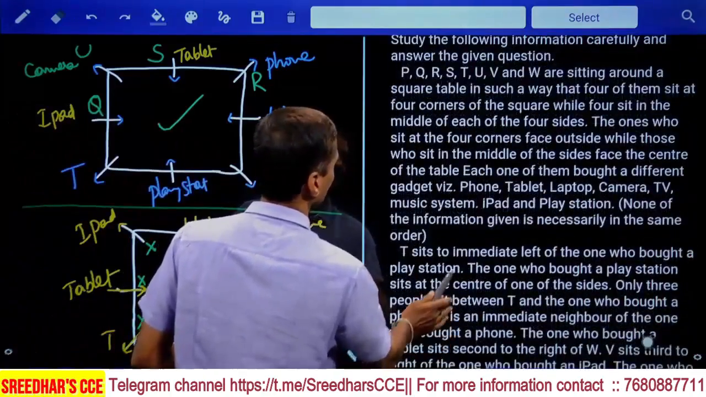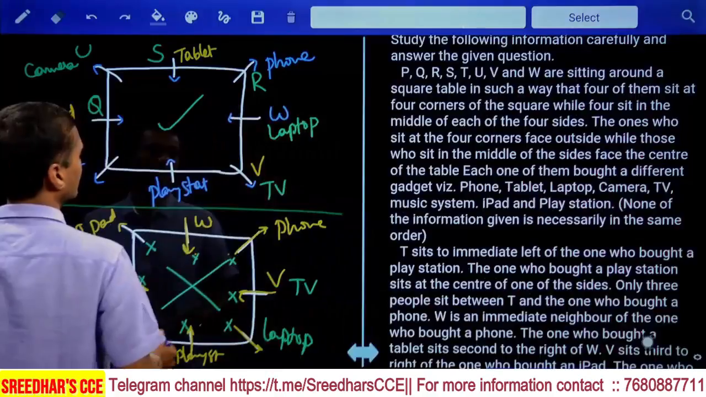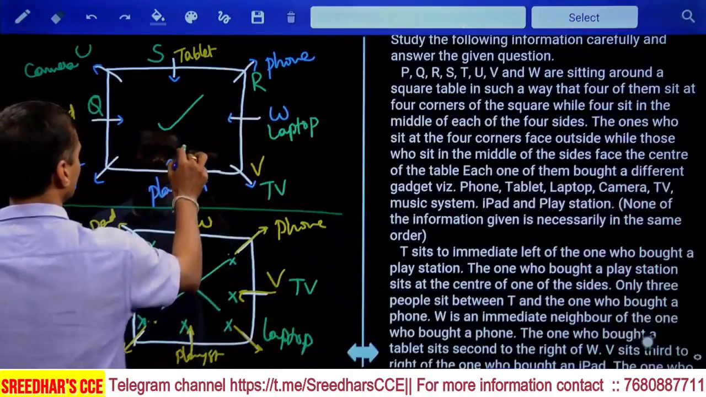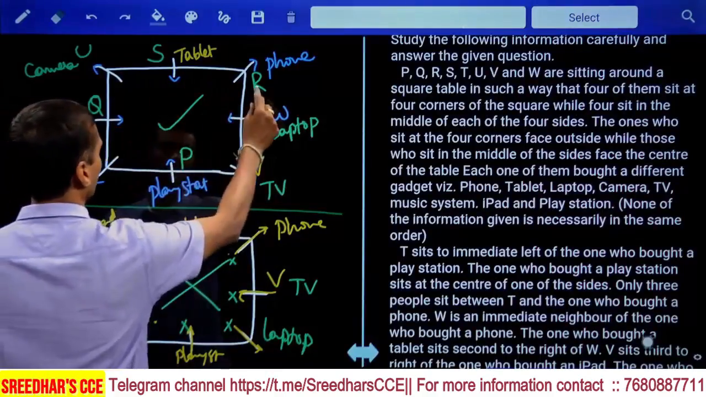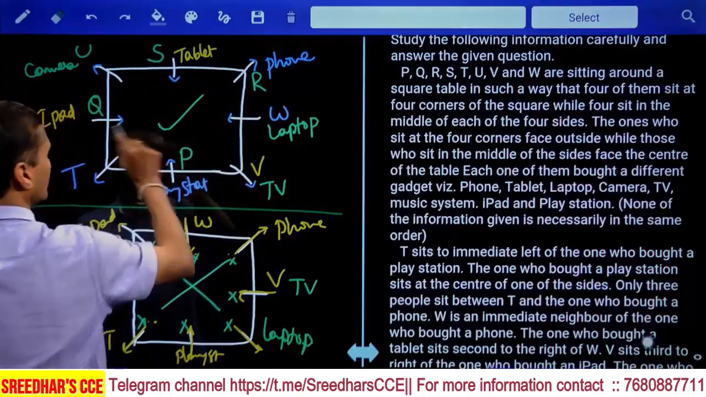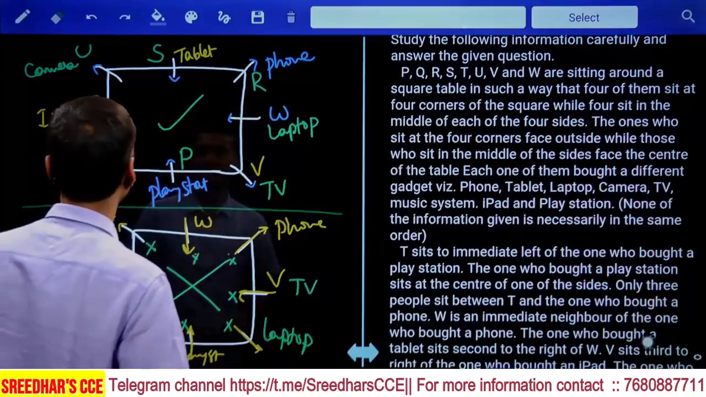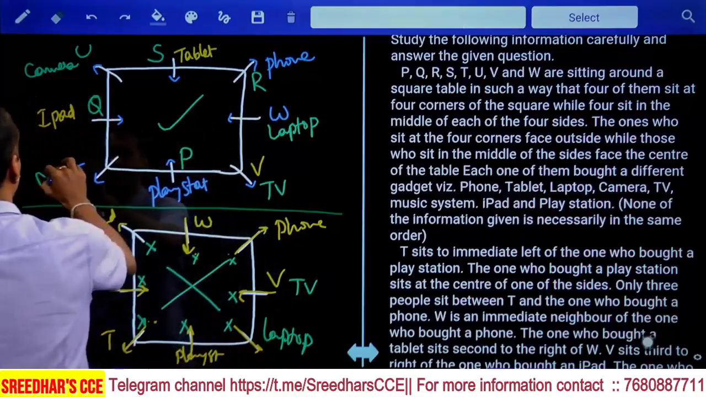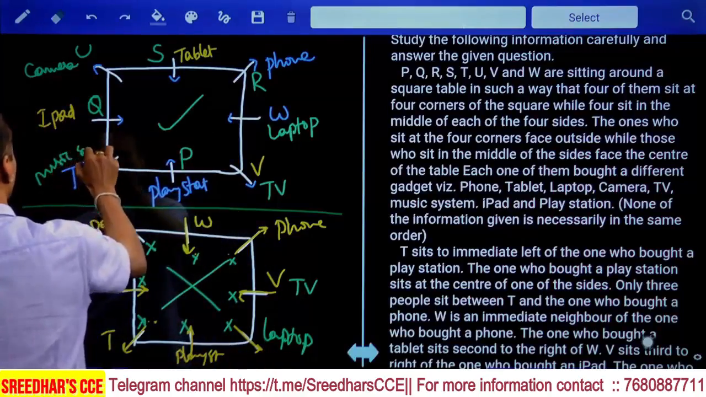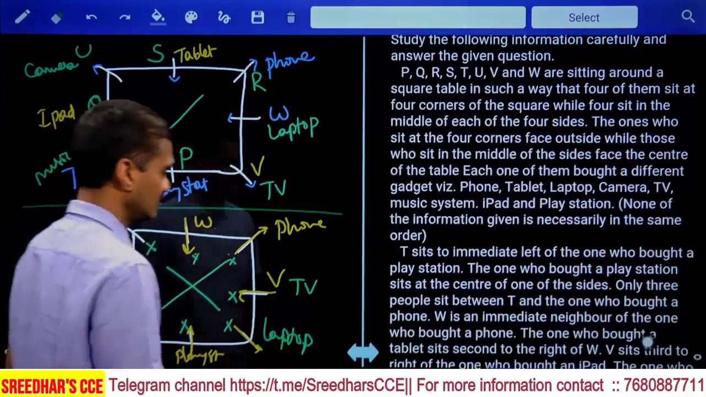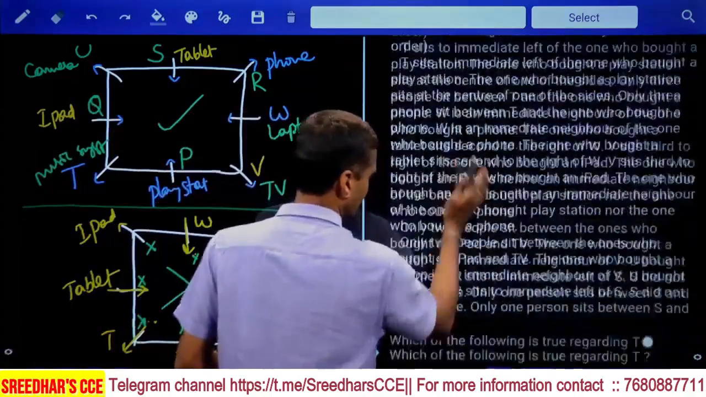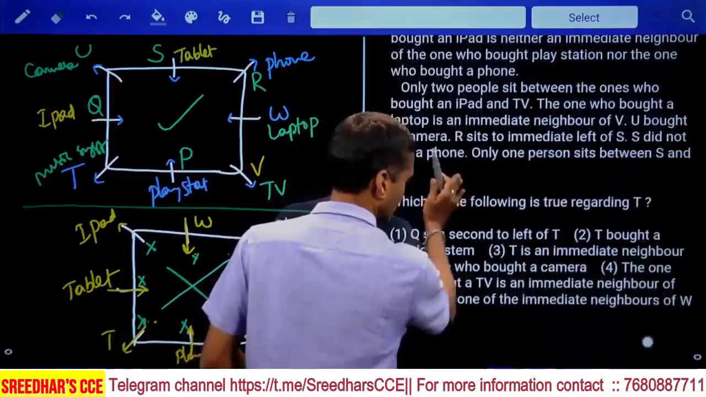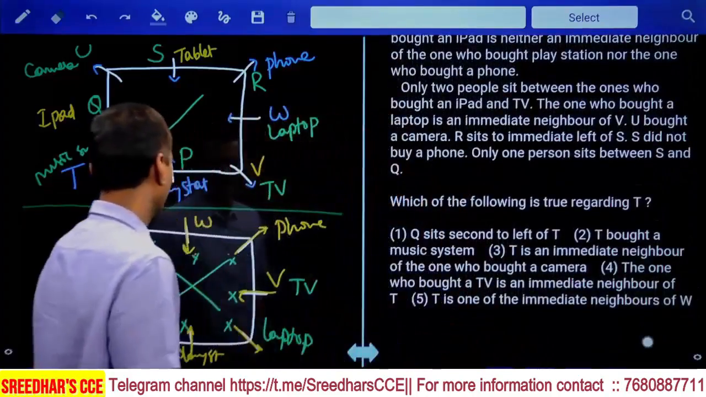P, Q, R, S, T, U, V, and W are the persons we have. Starting with P, all the persons are done. iPad, camera, tablet, phone, laptop, TV, PlayStation. And what else is left over here? Music system is left over. Hence T bought the music system. Then coming to question numbers 1 to 6, all these six questions are based on this arrangement.